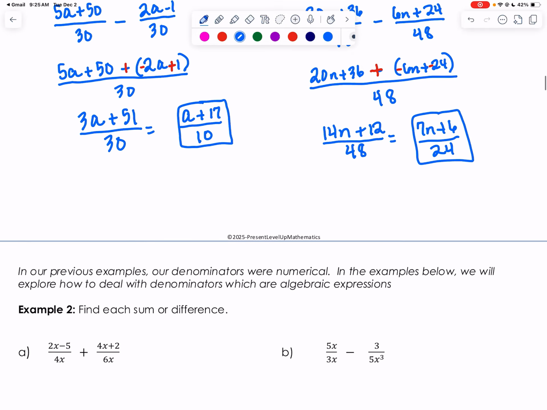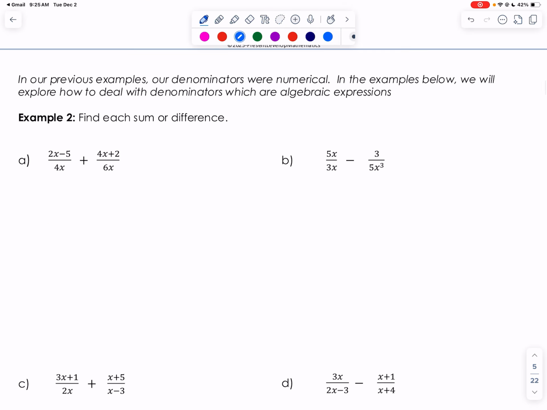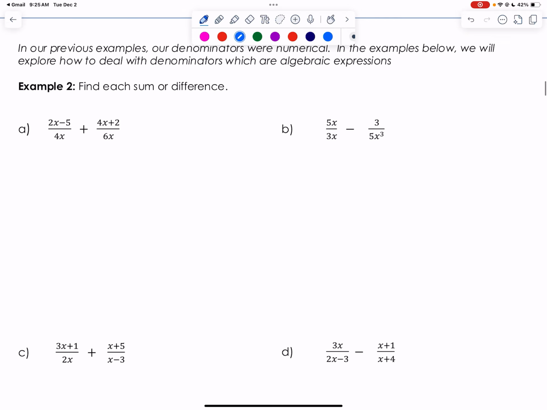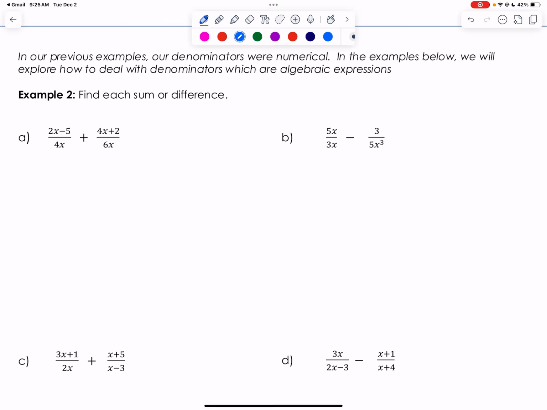Now, in our previous examples, our denominators were all numerical. In the examples below, we will explore how to deal with denominators which are algebraic expressions. The process is exactly the same, all right? So in problem A, we have 2x minus 5 over 4x plus 4x plus 2 over 6x. So for our LCD, we need a number they'll both go into. So 4 and 6 will both go into 12, and then we need our variable x.